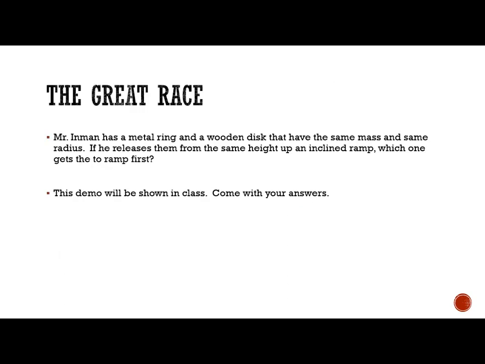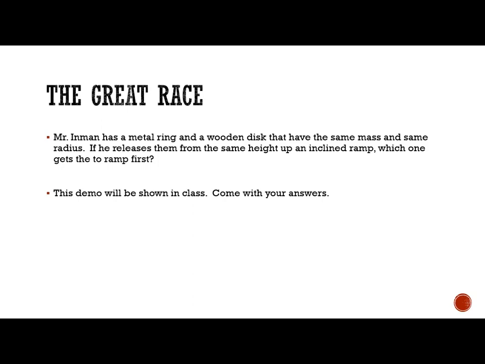So, to start to talk about this moment of inertia piece in a little bit more detail, what I will do in class is a demonstration that I call the Great Race. Hopefully I've already done it in class, but I'm going to have a metal ring and a wooden disc that happen to have the same mass and the same radius. And I'm going to release them from the same height up an inclined ramp which has the same incline for both of them. Which one gets to the bottom of the ramp first? Is it going to be the metal ring? Is it going to be the wooden disc? Or will it be the same?